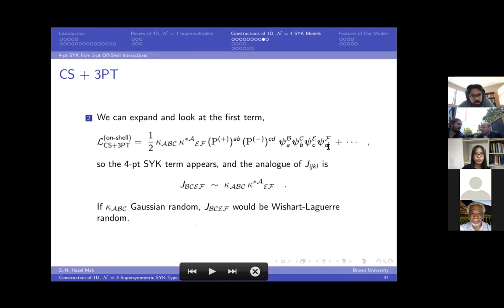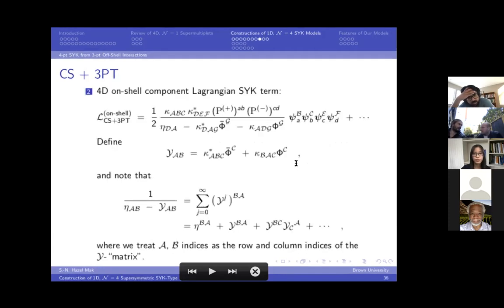Oh, sorry, Hazel. On the previous slide, could I ask a question? I didn't quite catch how you got the first equation on this. Did it come from the previous slide somehow?